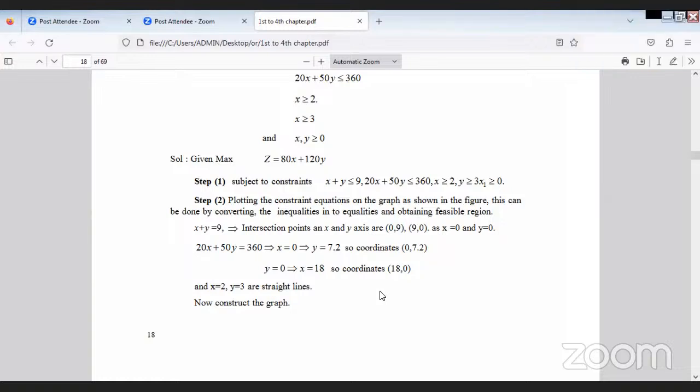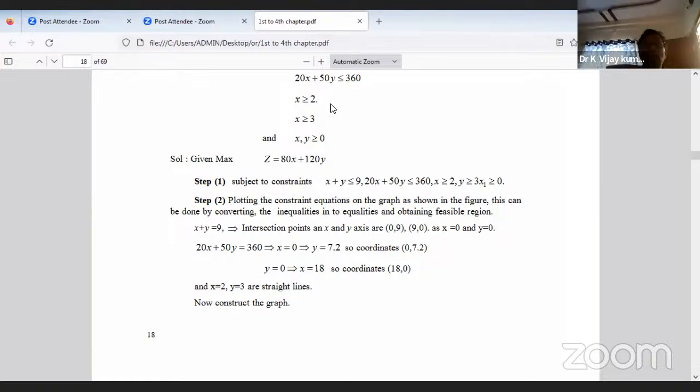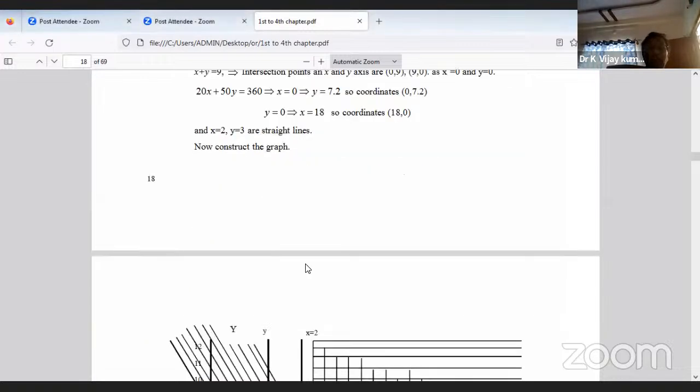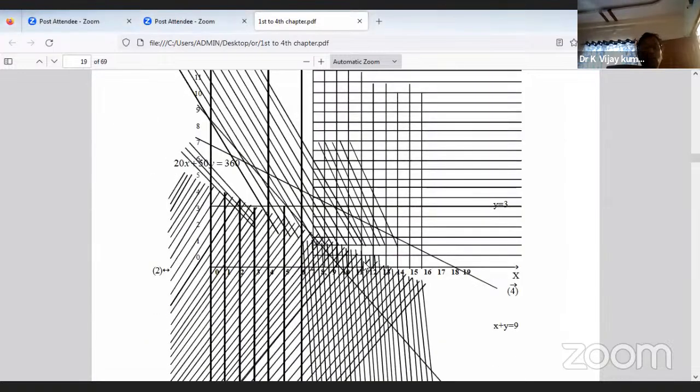Yes sir. So x is equal to 2 is given here. x is equal to 2 and y is equal to 3 are straight lines here. Now the graph here, take it. Go to the graph. You write a graph here.